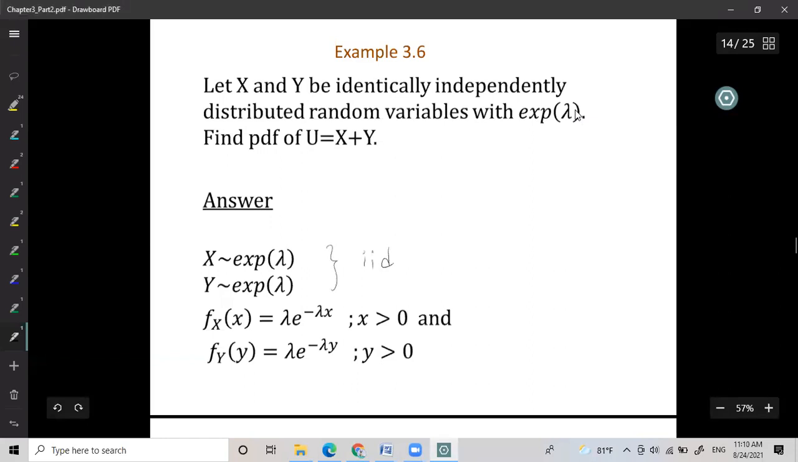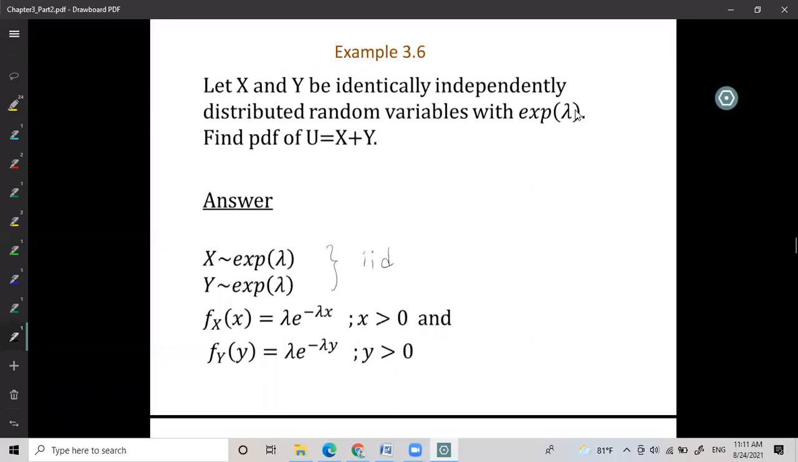What is the meaning of IID? Identically and independently distributed. Identical means it is clear, it's identical, same lambda, same rate. Independent, that means these two are not depending on each other. The outcome of one event from X will not depend on the outcome of an event from Y. So they are independent, identically distributed.